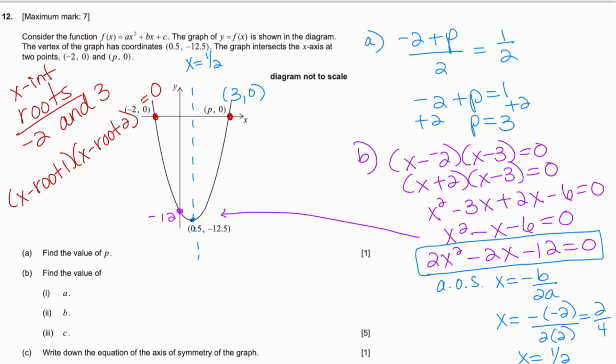So that tells me the value of a is 2, the value of b is -2, the value of c is -12. And the last part says to write down the equation of the axis of symmetry, which I actually could have answered from the very beginning without even answering any other questions.